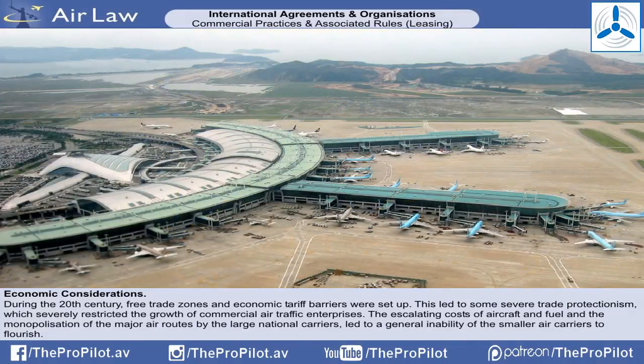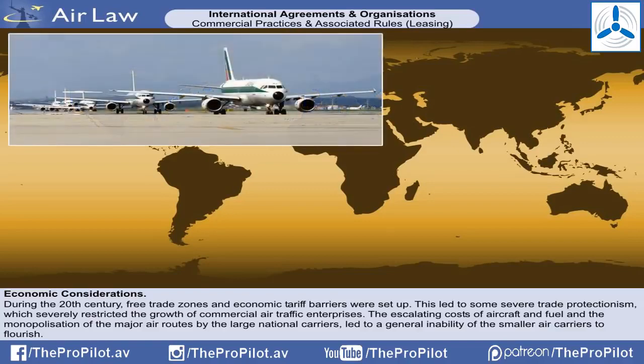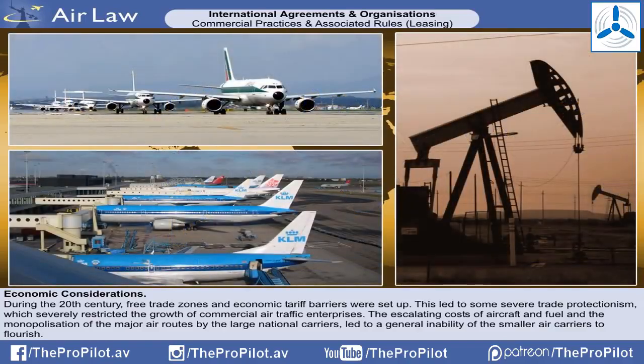During the 20th century, the global economy developed enormously, and many international trade alliances, free trade zones, and economic tariff barriers were set up. Whilst this was fine for the countries concerned, this led to some severe trade protectionism, which in turn severely restricted the growth of commercial air traffic enterprises. Added to this, the escalating costs of aircraft and fuel, and the monopolization of the major air routes by the large national carriers, led to a general inability of the smaller air carriers to flourish.